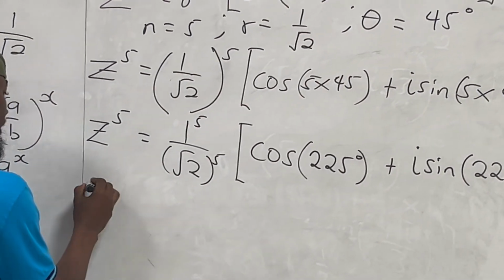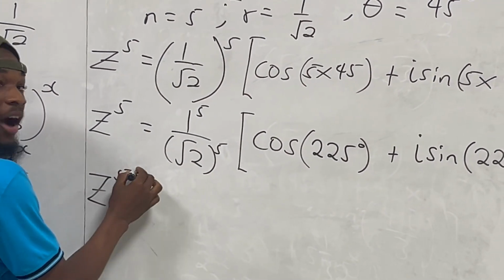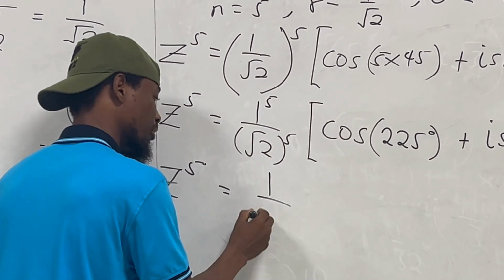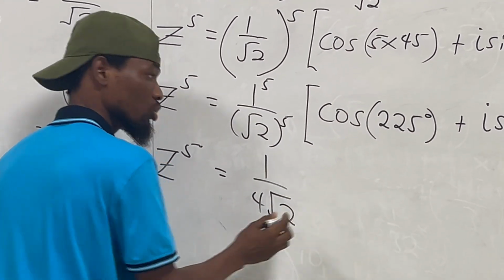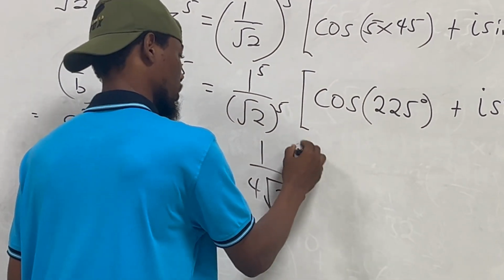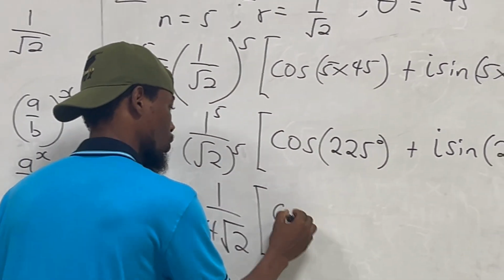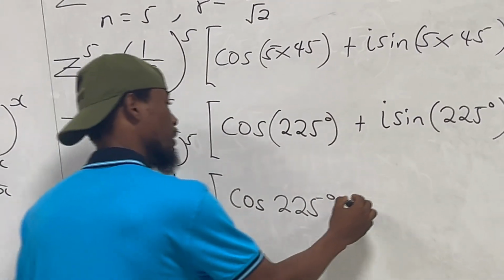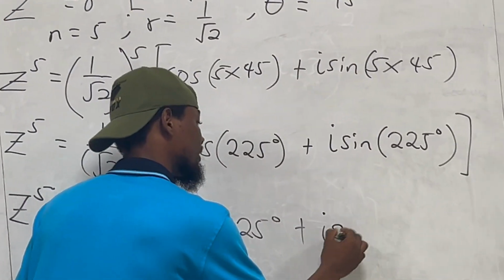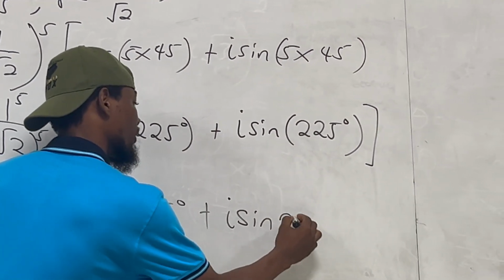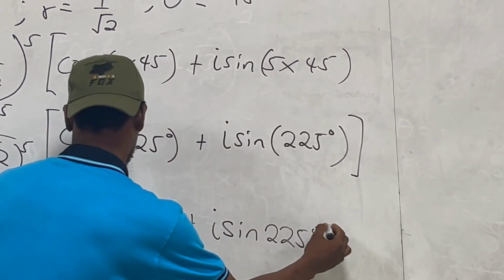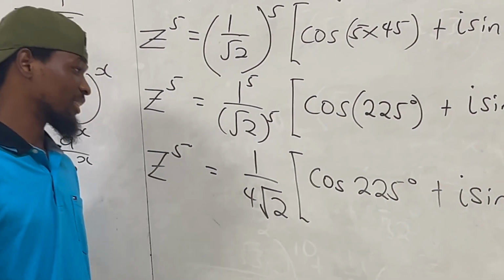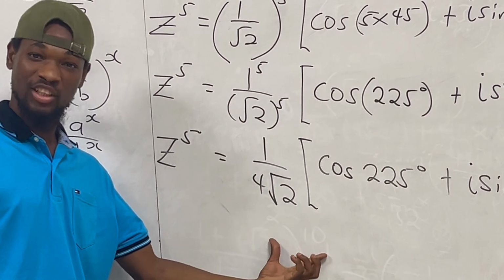And this is the same as z to the power 5 is equal to 1 over, then this becomes 4 root 2, multiplying, I have cos 225 degrees plus i sine 225 degrees. Viewers, this is the end of this question.